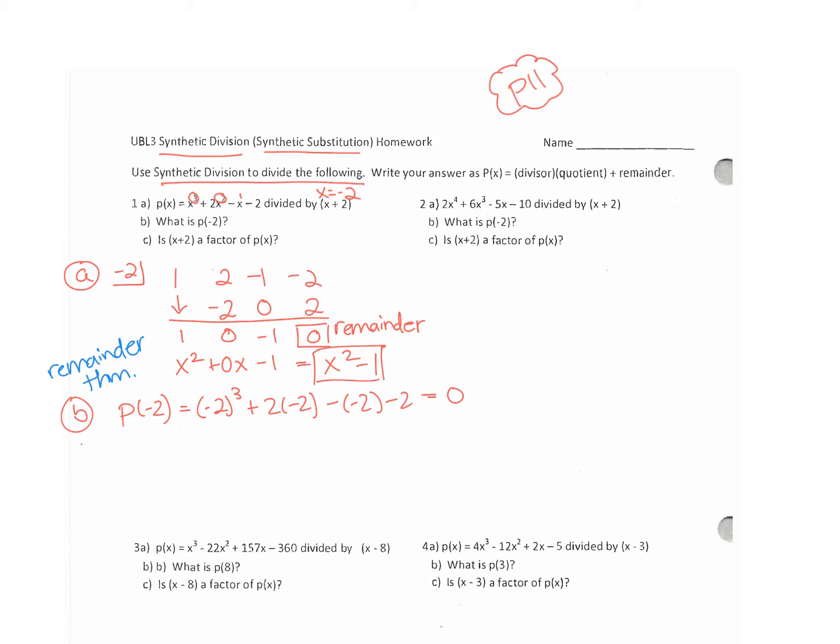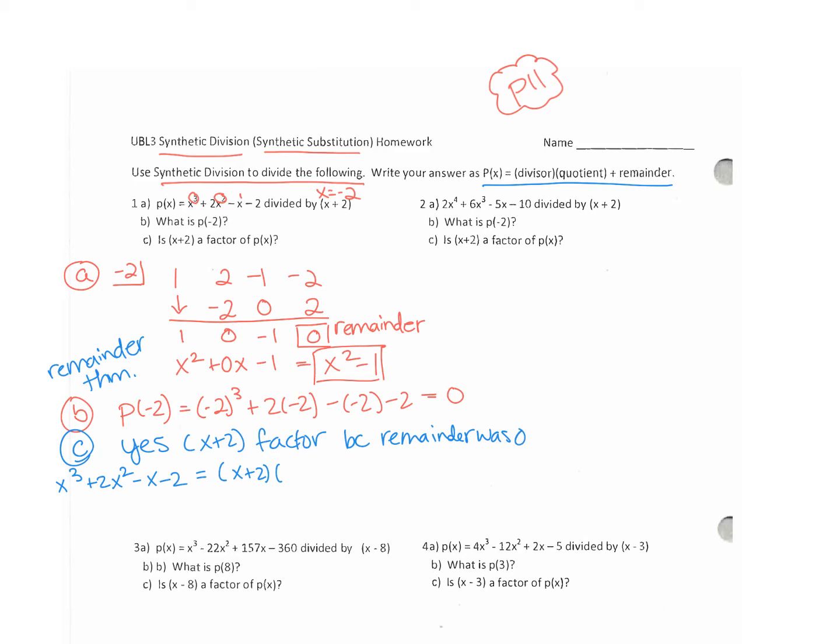So then C says, is it a factor? And yes, x plus 2 is a factor. And that's because my remainder was 0. Now, it says here to write your answer as your original polynomial equals your divisor times your quotient plus your remainder. So what I would write here then is my original polynomial, x cubed plus 2x squared minus x minus 2, is equal to my divisor, which is x plus 2, times my quotient, which is x squared minus 1.